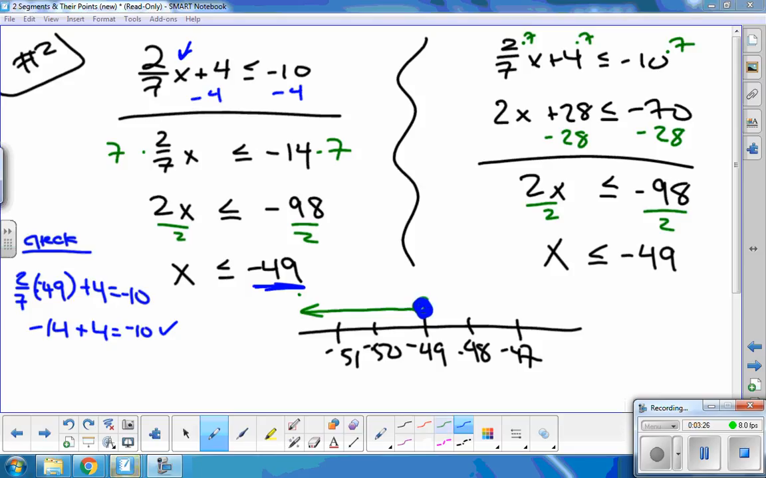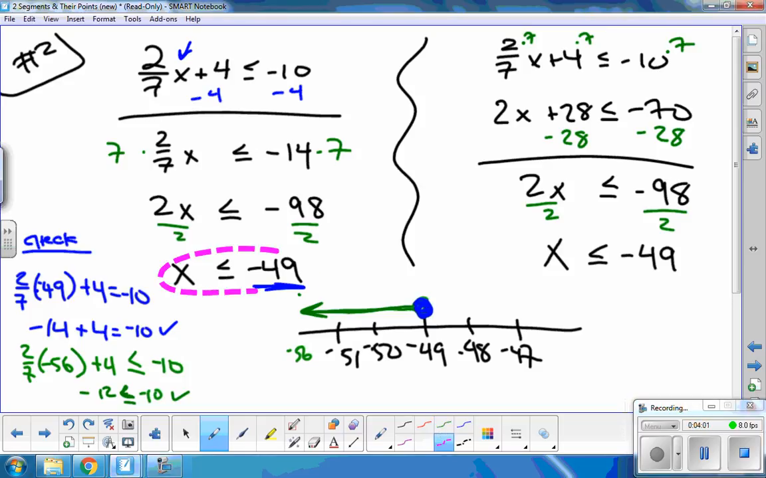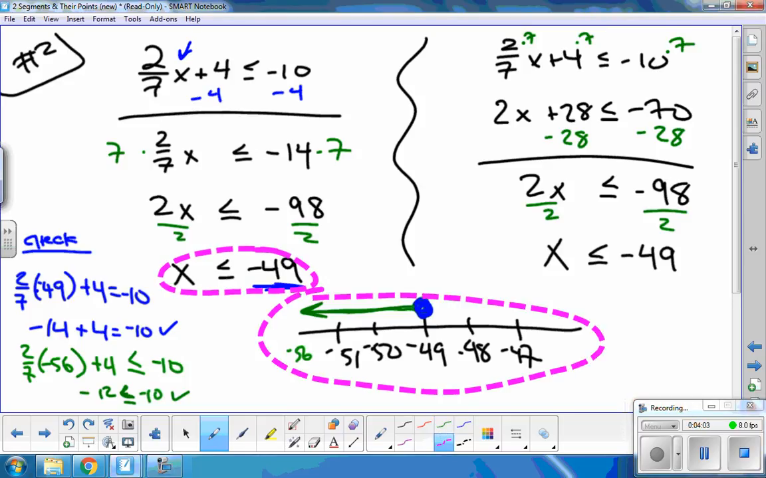If I want to make sure that my arrow is in the right place, I would pick a solution from that side, like maybe negative 56. That would be a good one to check. And when I'm checking my arrow, that's when I actually check to see if the inequality is right or not. Here I get negative 12 is less than or equal to negative 10, and negative 12 is less than negative 10 because it's further to the left. So that way I know that this is the right answer and this is the right graph. Did everything correct.